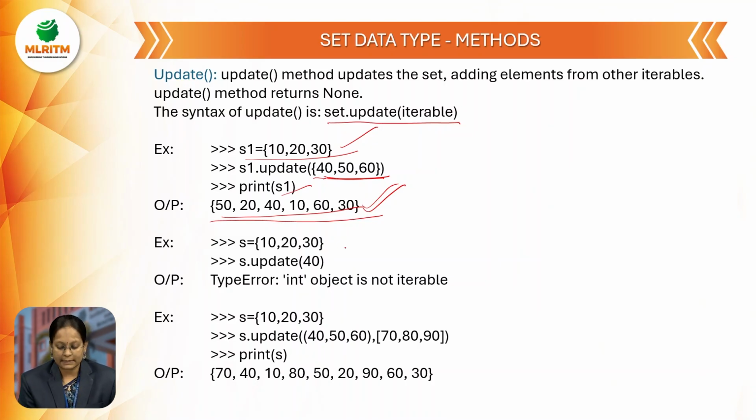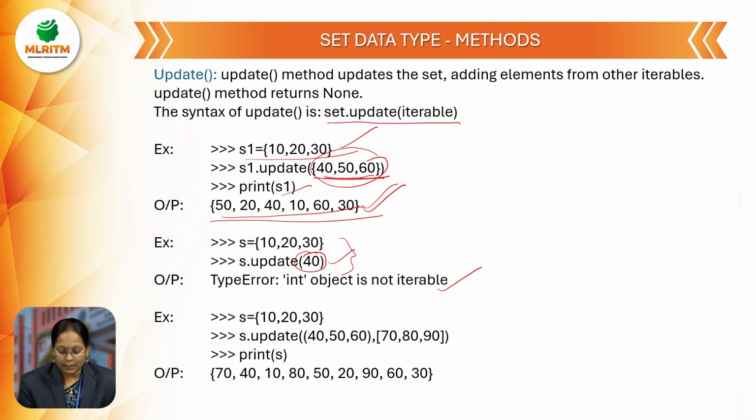S is equal to, in this example, {10, 20, 30}, then S.update(40). The update of 40 will give an error: object is not iterable. Here iterable means we can update the value. This set is an iterable. We can update the set with a list, and the list is also iterable. Here we have only a single value, 40. This is not iterable. That's why it will give an error.